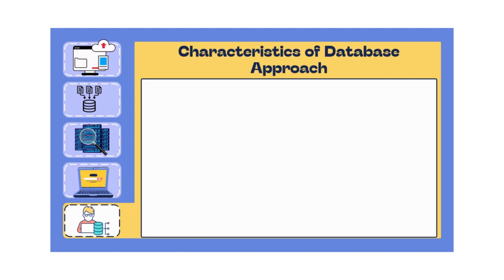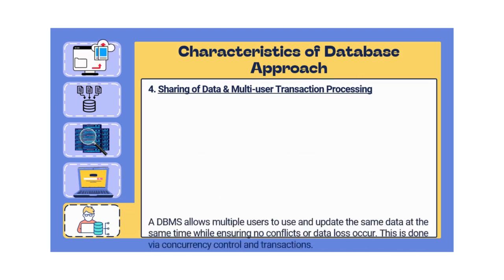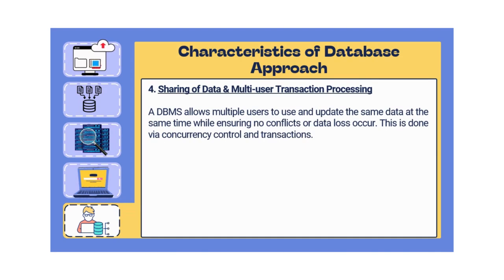The fourth characteristic of database approach is sharing of data and multi-user transaction processing. A database management system allows multiple users to use and update the same data at the same time while ensuring no conflict or data loss occurs. This is done via concurrency control and transactions.